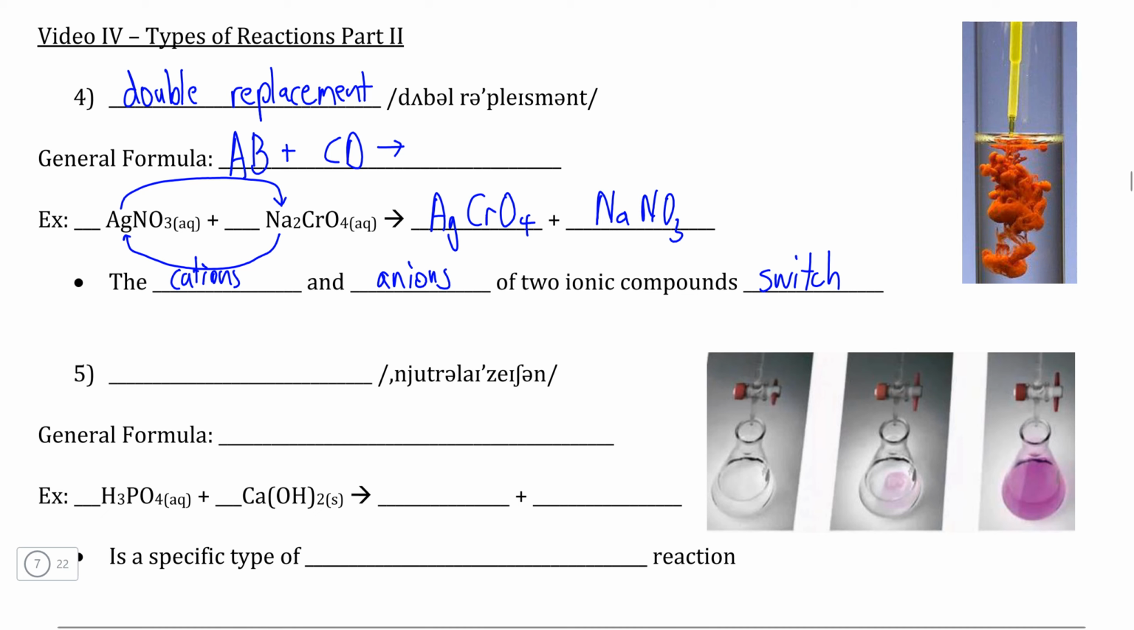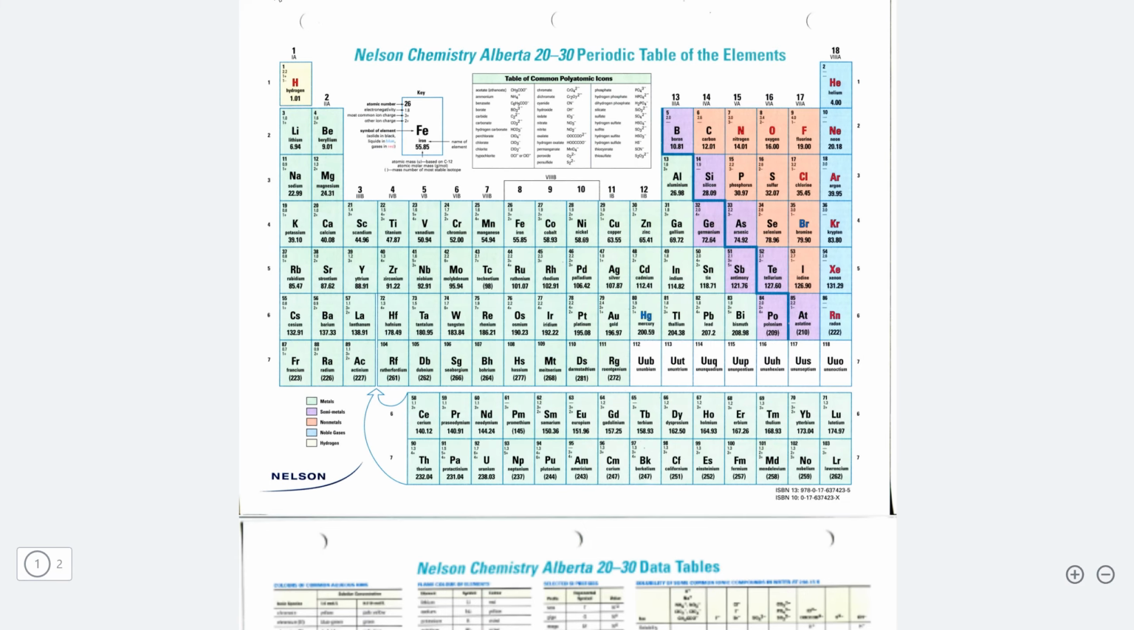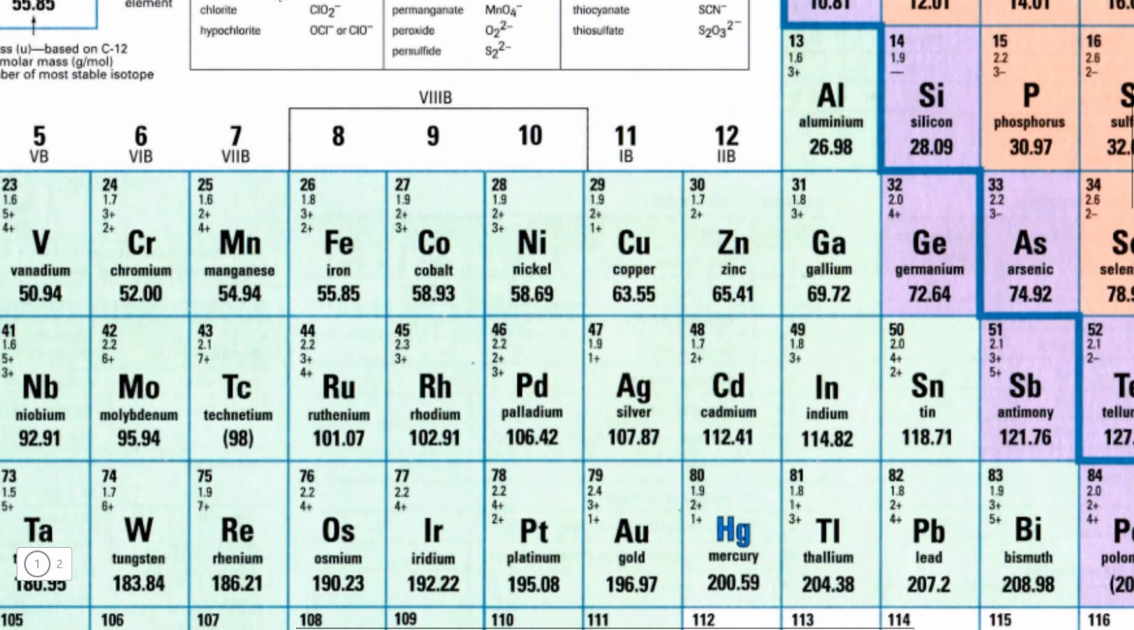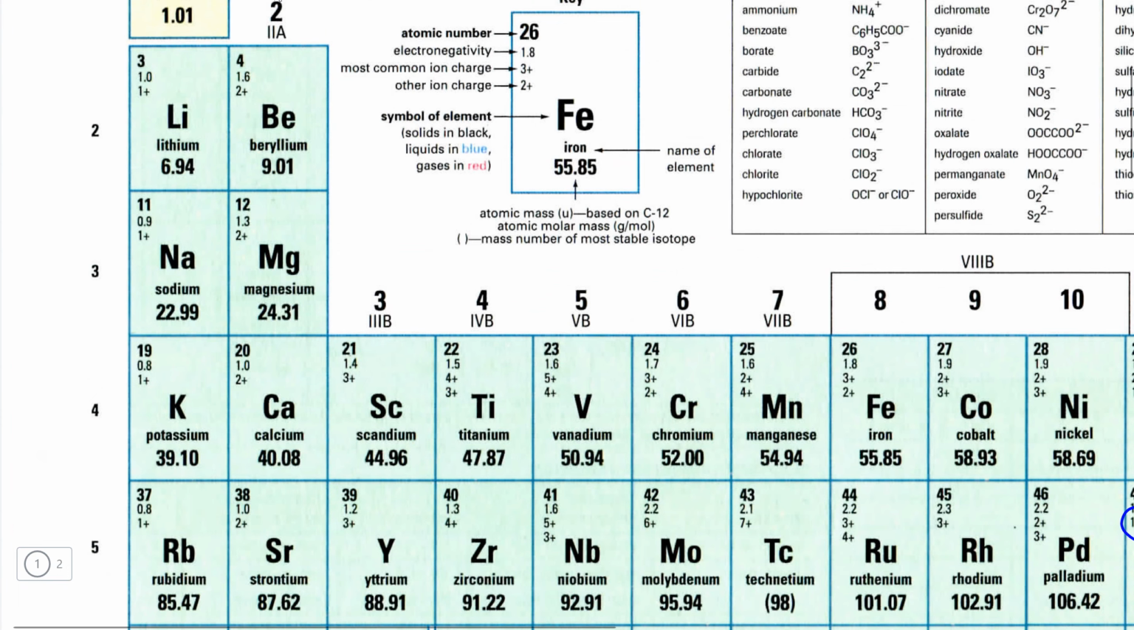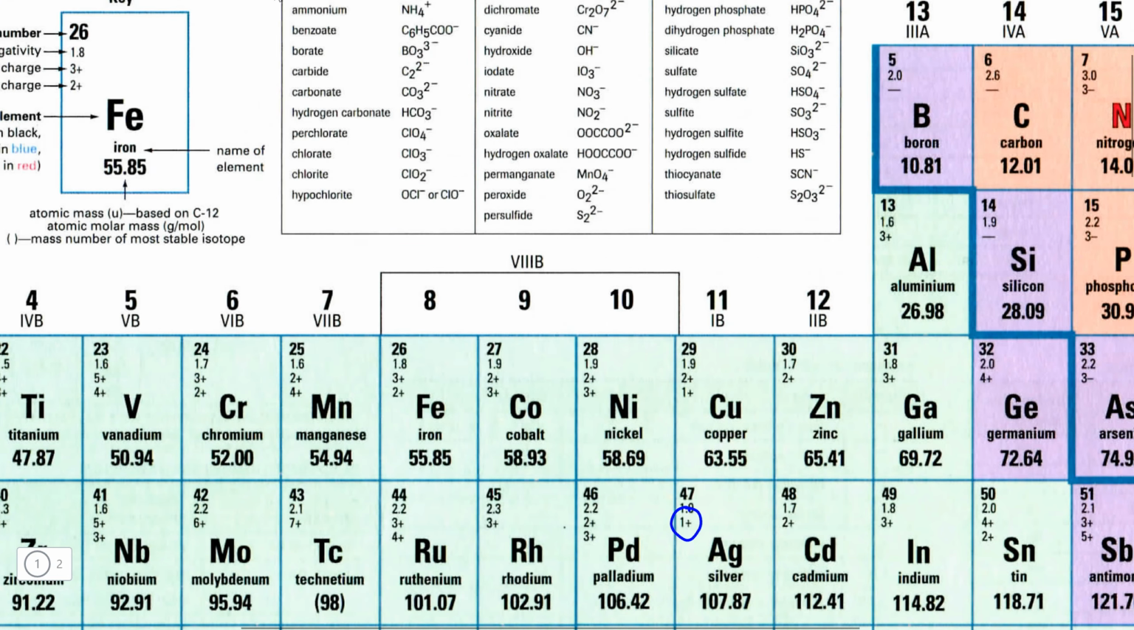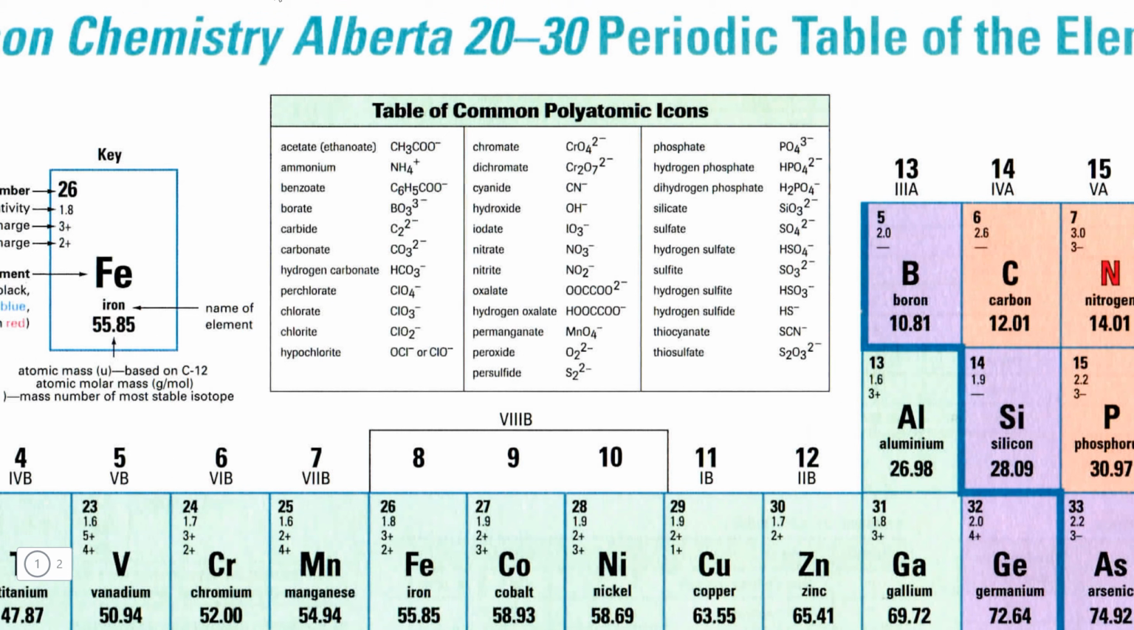Now, in order to complete this chemical reaction, we need to check our periodic table to make sure that the charges of all of our product compounds are sufficiently balanced. So if we take a look at silver, it has a charge of +1. Sodium, we know as an alkali metal, will have a charge of +1. And then our two polyatomic ions, chromate has a charge of -2, and nitrate has a charge of -1.